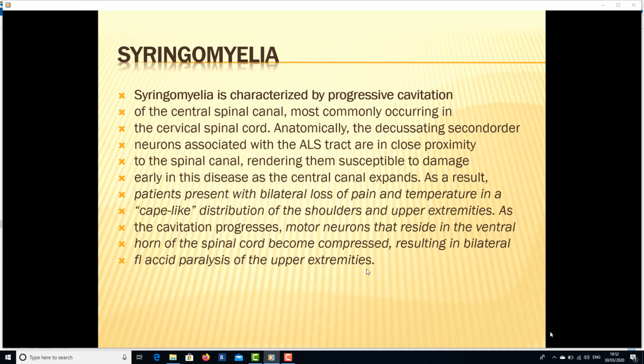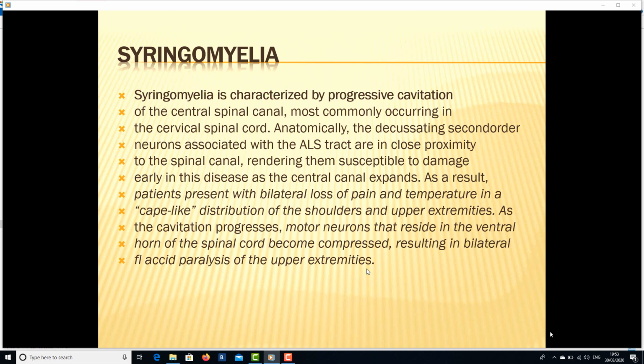So what is actually the result in this? There is loss of pain and temperature on both sides due to damage to dorsal spinothalamic tracts. There is decrease in simple touch on both sides due to damage to ventral spinothalamic tracts. And so as a result, there is bilateral loss of pain and temperature. There is a cape-like distribution. There is loss of pain and temperature on both shoulders and upper extremities, just as a person wears a cape.